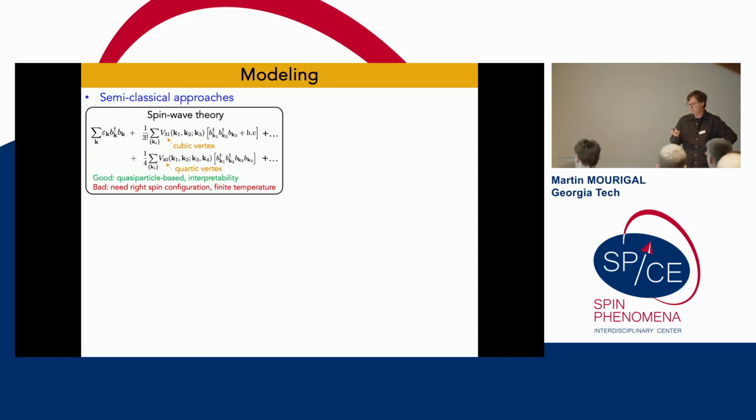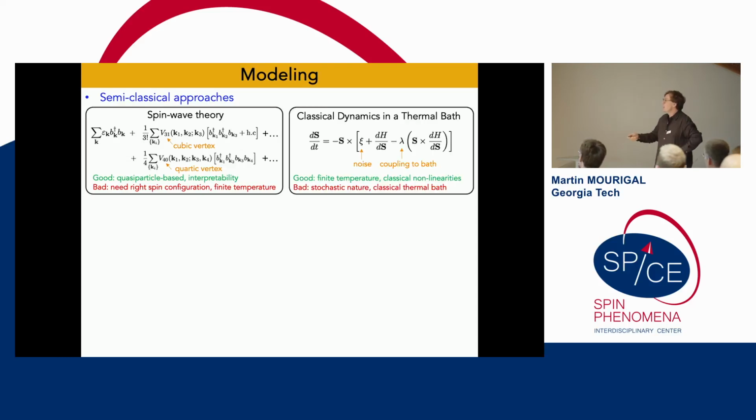Okay? Good. So now let me talk about modeling. As I said, semi-classical approaches are usually very useful. So we have spin wave theory. I think Jeff will talk about this more. The good part of spin wave theory is that it's based on quasiparticles, so you can interpret what you're doing. You can understand physically what's going on. The bad, or perhaps sometimes the problematic part, is that you need the right spin configuration to do it, and sometimes it's not that obvious. And doing it at finite temperature is complicated.